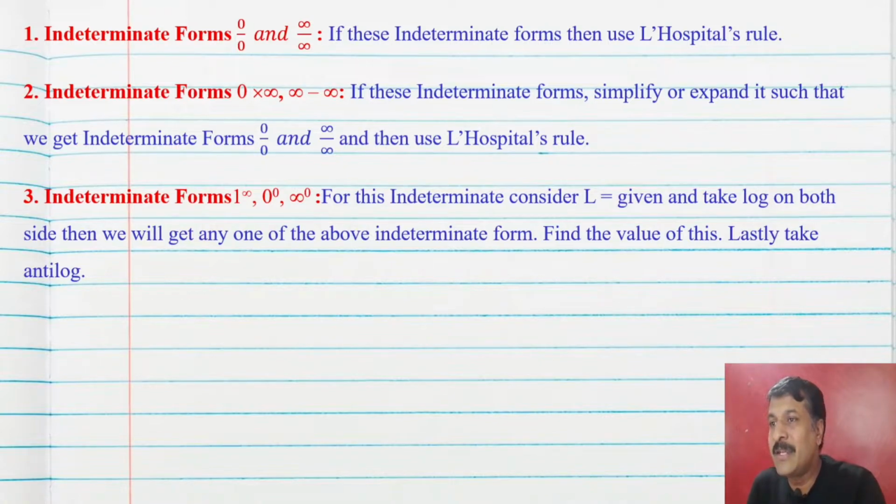So what is given here? For this indeterminate form, consider L equal to the given limit and take log on both sides. Then we will get any one of the above indeterminate forms. Find the value of this. Lastly, take anti-log. So let's consider some examples on it.